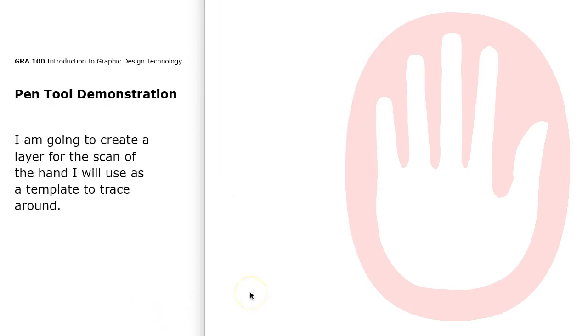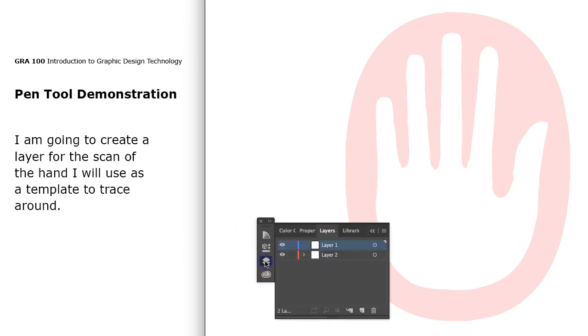I'm going to create a layer for the scan of the hand that I will use as a template to trace around. Here's the layer dialog box, and you can see that I've created a layer 2 here. I can turn the visibility of that off, and I've locked it. That way I can be sure that I'm not moving it as I trace around it with the pen tool.